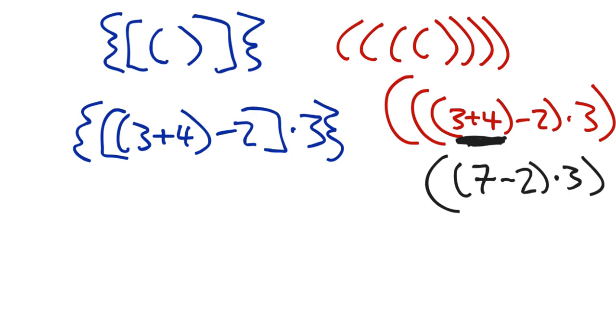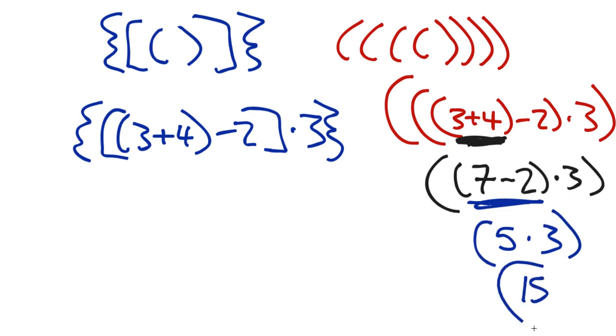Next, we still go inside to outside. So the next one inside is the 7 minus 2. We're going to do that next. 7 minus 2 is 5. And then we still have this. And like, oh, 5 times 3, cool, that's 15. So just remember, you work from the inside out in order of operations.